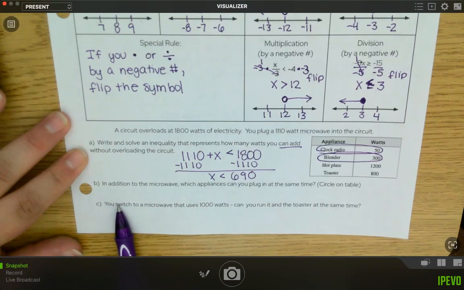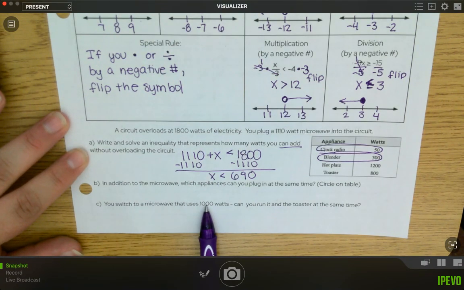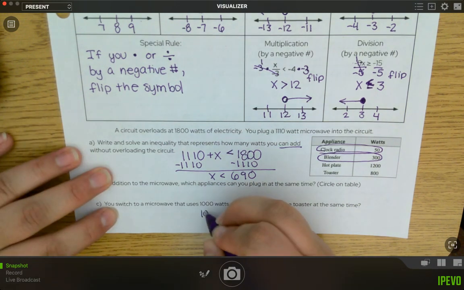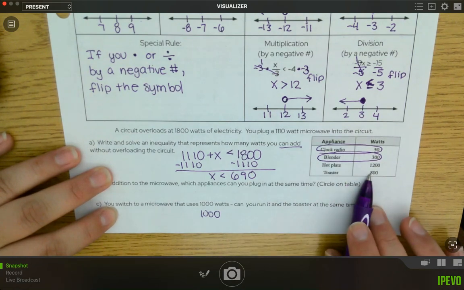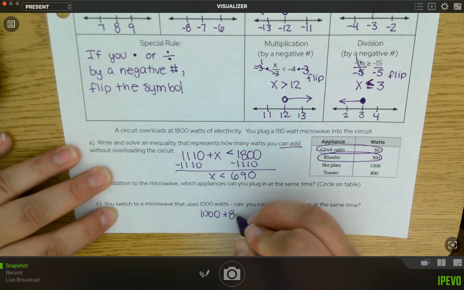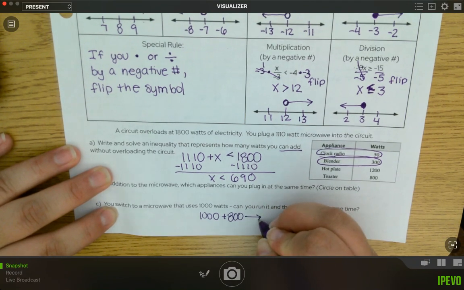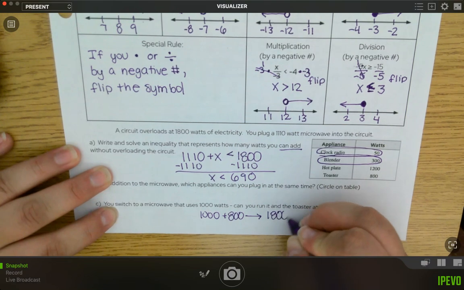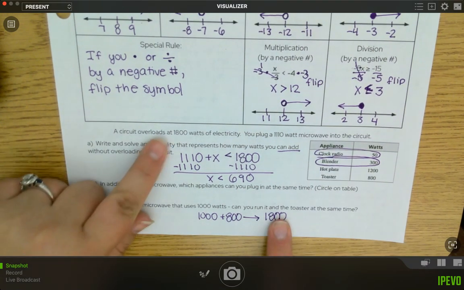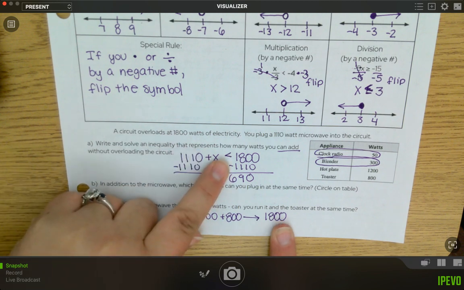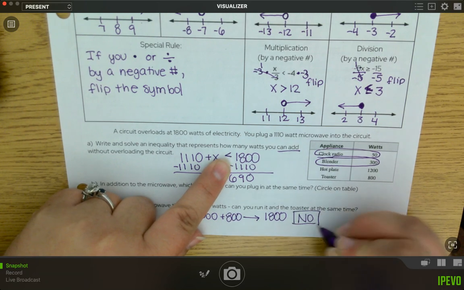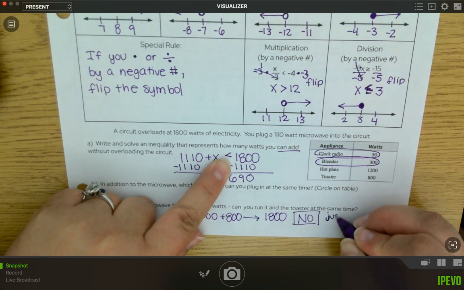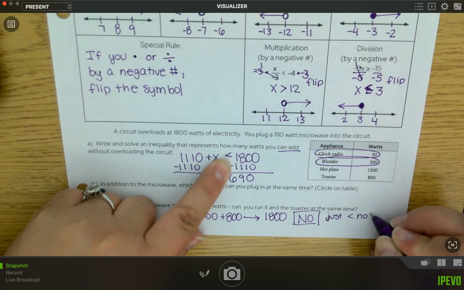And then part C says you switch to a microwave that uses 1000 watts. So you can have 1000 plus, can you run it at the same time as the toaster? Toaster is 800. Together that adds up to exactly 1800. Is that less than 1800 though? Nope. Because it's just less than, not less than or equal to.